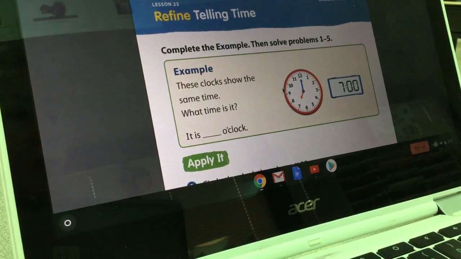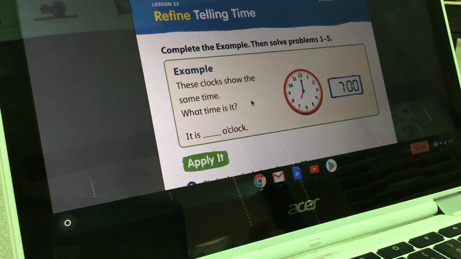All right, we're ready for lesson 23, session 4. We're going to continue working on telling time and kind of sharpen those skills that we've worked on in the previous sessions in this lesson. So we're going to start by completing the example, then solving problems 1 through 5. Take a minute to look at both the analog and digital clocks for this example problem.